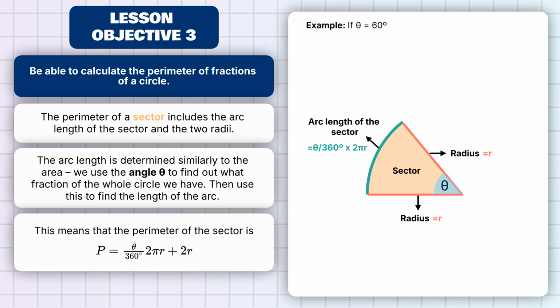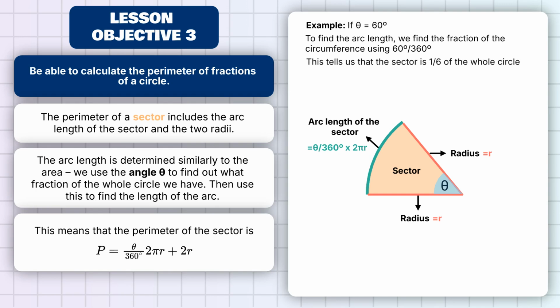For example, suppose the sector has an angle of 60 degrees. To find the arc length, calculate 60 out of 360 to find that the sector is 1/6 of the circle. This means that the arc length is 1/3 pi r. Therefore, the full perimeter of the sector is 1/3 pi r plus 2r.